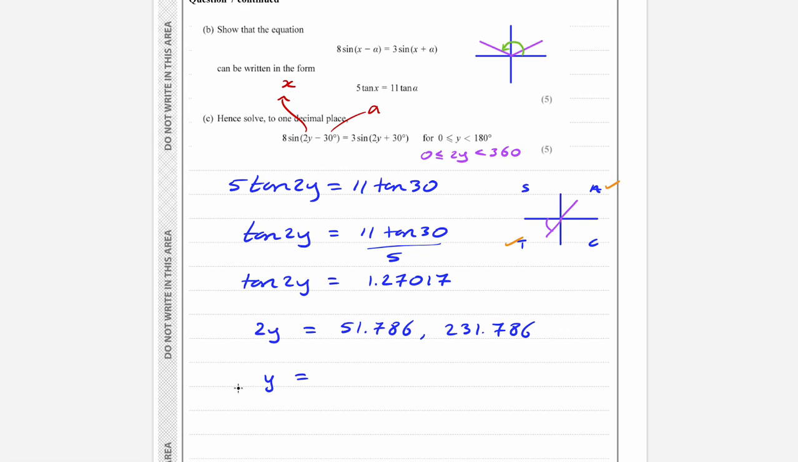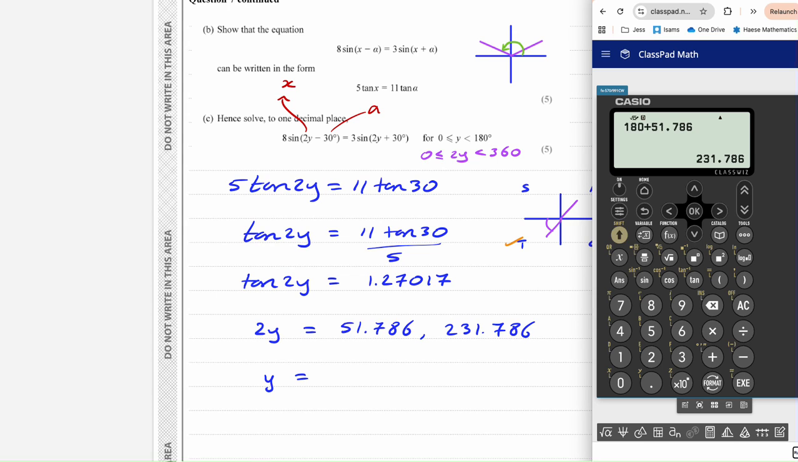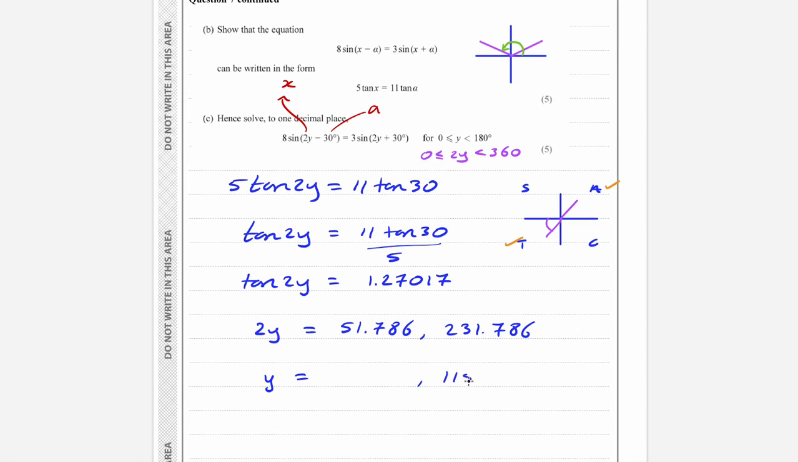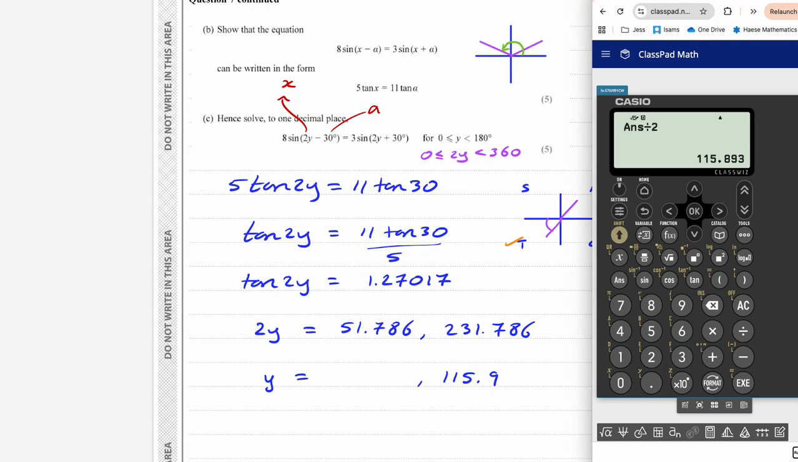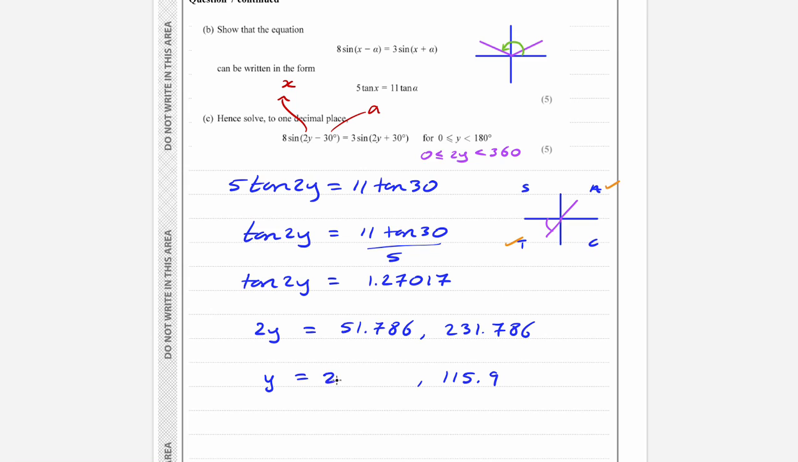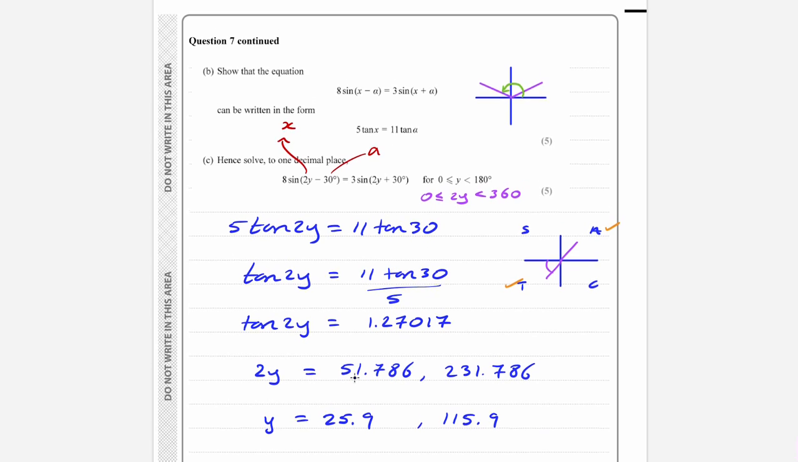So let's do that. Let's do this one first. 231.786 divided by 2 is 115.9. This will be 115.9, and then the other one is 51.786 divided by 2, which is 25.9. So this is 25.9. Okay, that's question 7.